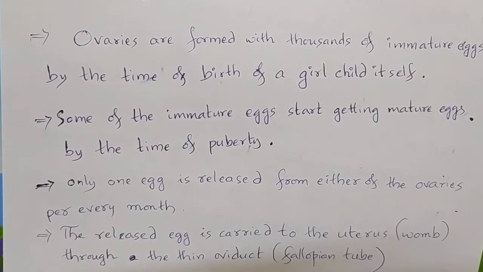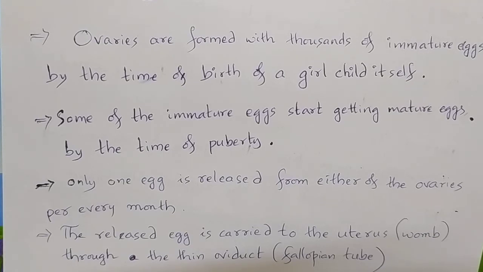Now, when we learned at what time the sperms are produced and at what time the testes develop in a male body, we learned that the maturation of the testis, or say the development of the testis, takes place after birth. It starts during adolescence, and by the time of puberty, the maturation of the testis takes place.